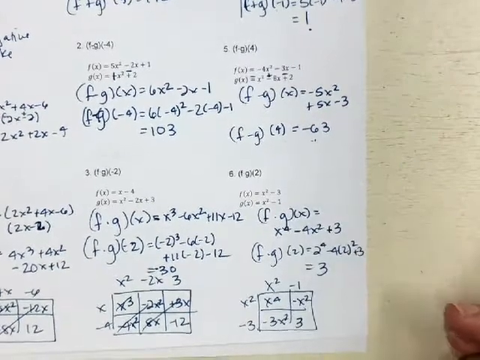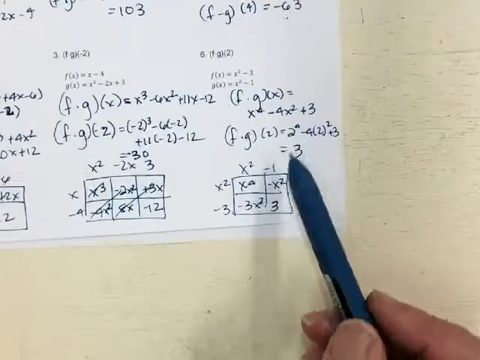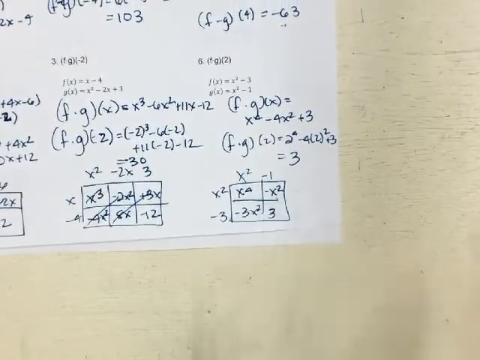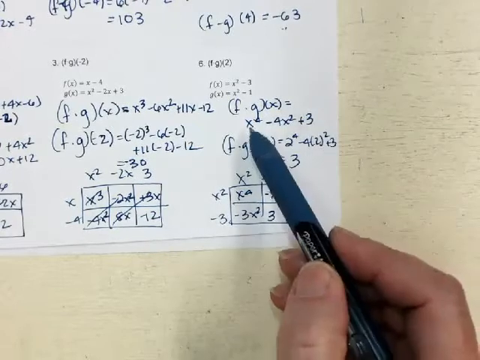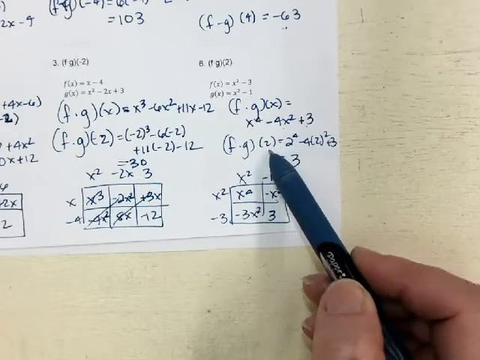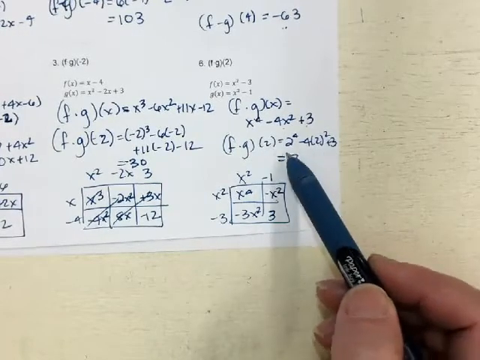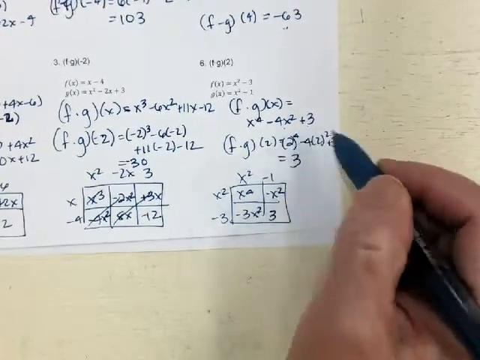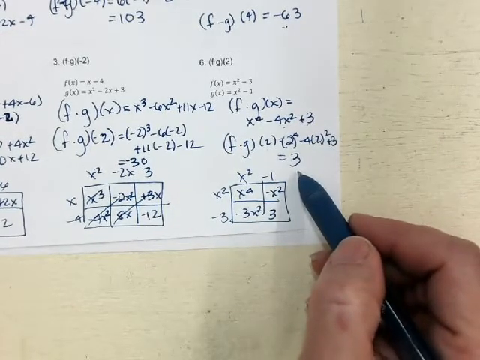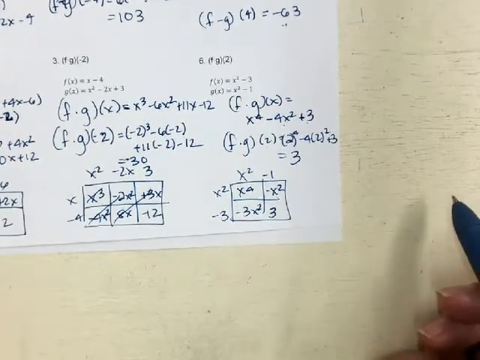And on number 6, when I multiplied, I did my boxes down here so I could make sure I wasn't doing anything wrong, which I can still make mistakes. I hope I didn't. I got x to the 4th minus 4x squared plus 3, and I plugged in a 2. So that gave me 2 to the 4th minus 4 times 2 squared plus 3, and I got 3. Okay? Easy stuff.